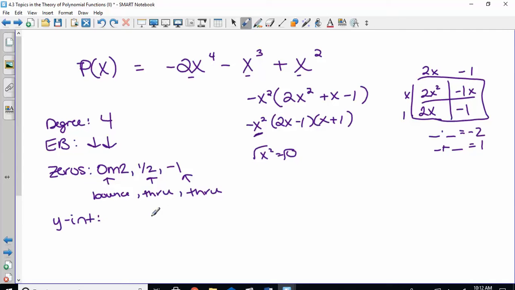So plugging in 0 for your x's, you have the option, you can do that in the original or our factored form. It's not going to matter, you should get the same answer. So if I just plugged it in the original, what do we get? Zero.